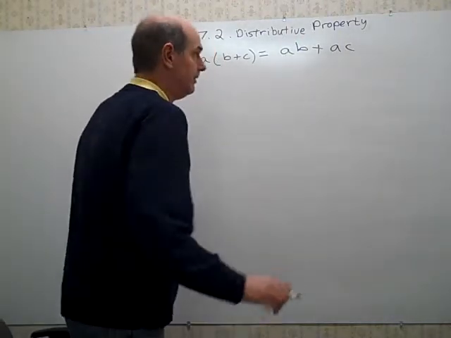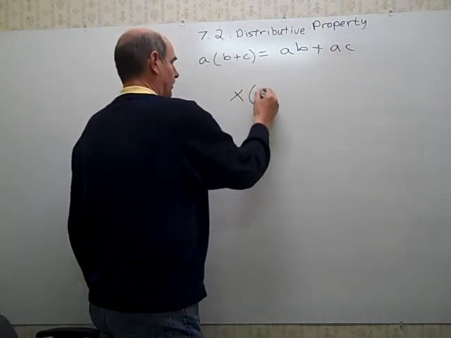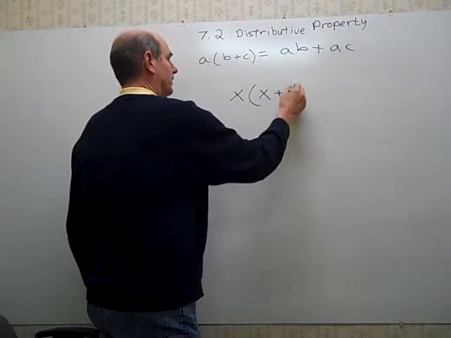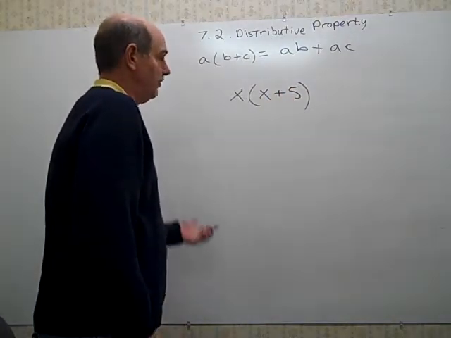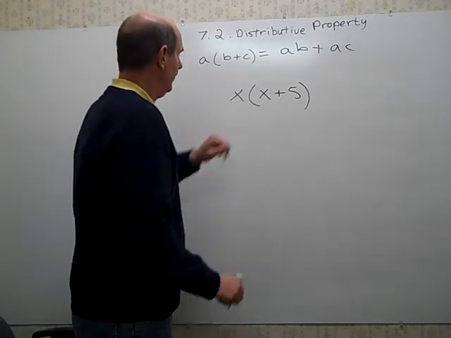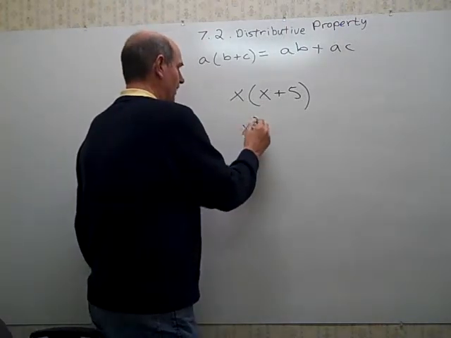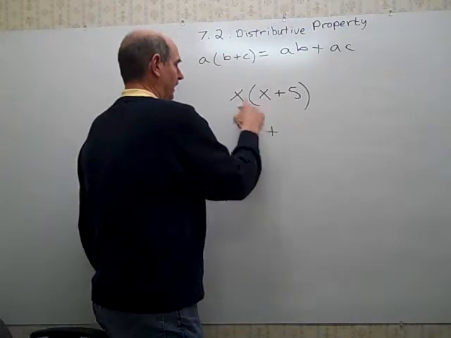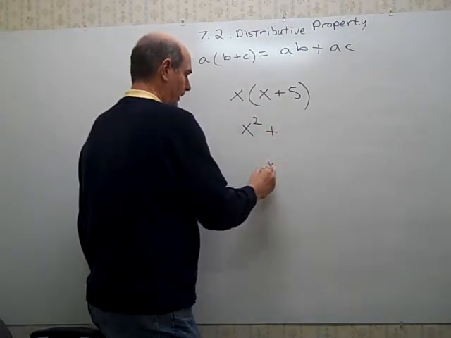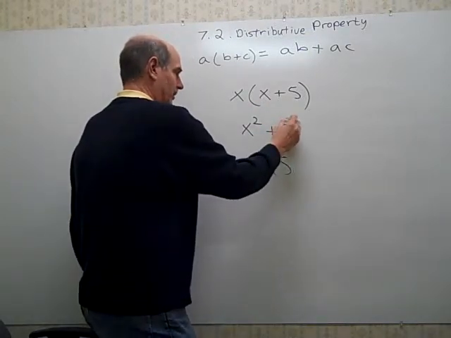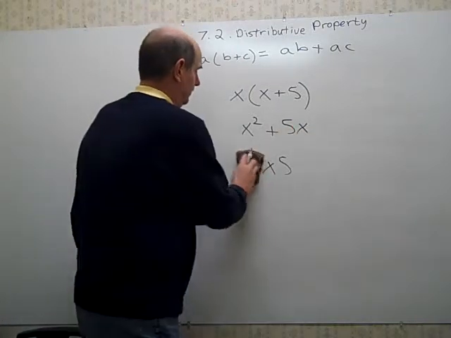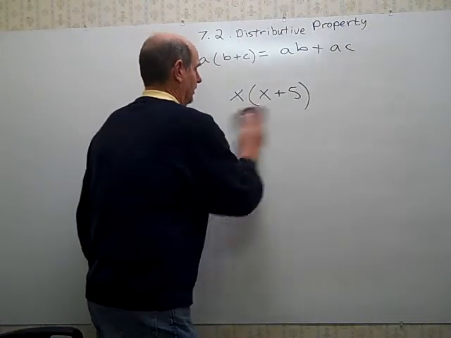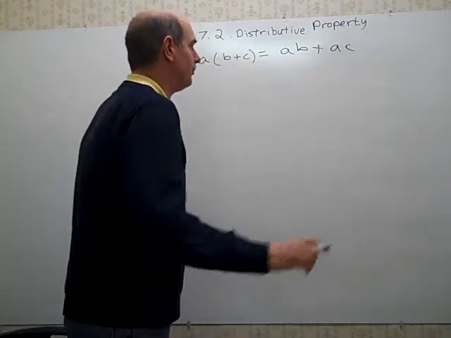If you did x times the quantity x plus 5, you can't do anything inside, so it's just simplified. So you can do x times x, which would be x to the second power, plus x times 5, and we don't want to write it this way. We want to write the number, the coefficient, first, plus 5x. A steady stream of examples here.